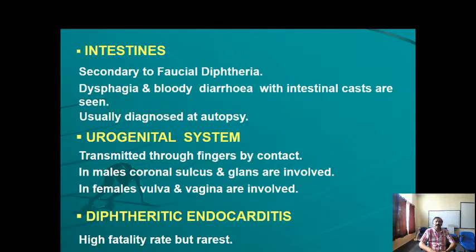The urogenital system is again infected, transmitted by fingers through contact when the person has unhygienic habits. In males, the coronal sulcus and the glans are involved. In females, the vulva and the vagina are involved. Then the dangerous ones: diphtheritic endocarditis, with a high fatality rate but rare. It can also cause cirrhosis, and valves are involved.